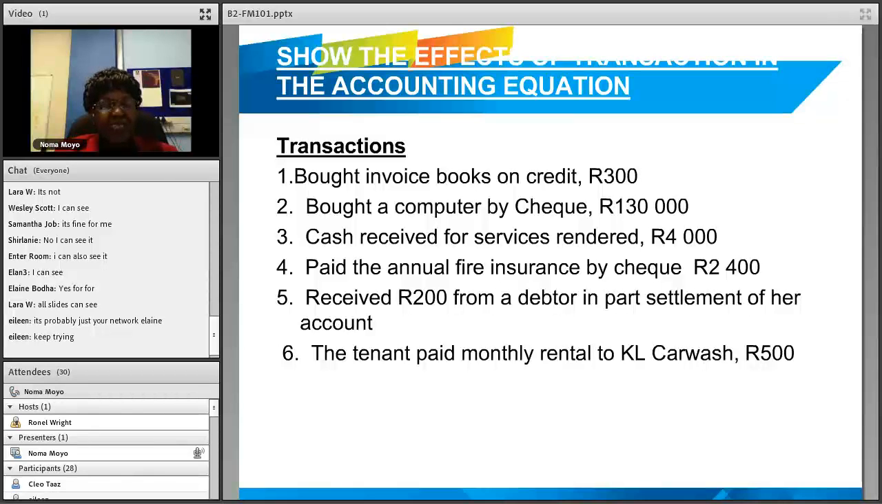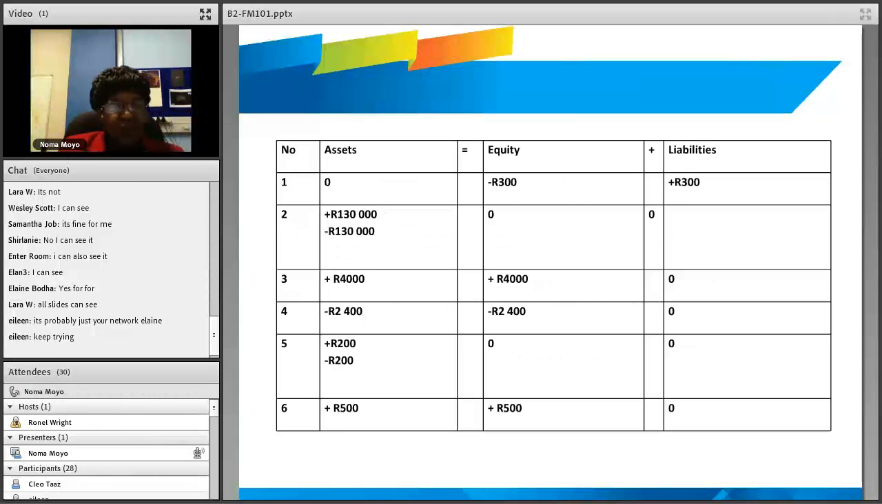Number four, paid the annual fire insurance by check, 2,400. What's happening? Insurance is an expense. So automatically it means that your equity will go down. And the check will also go down because you used money at the bank. Your bank will go down. This is what is going to happen. Your assets, which is bank, will go down. Your equity will go down because it's an expense. Note that an expense is an amount that is incurred in the running of the business.